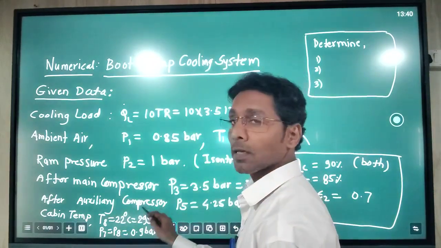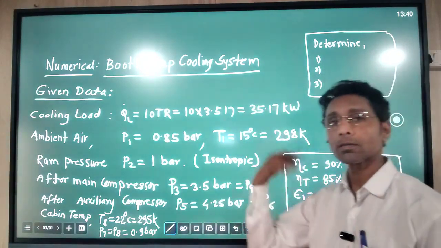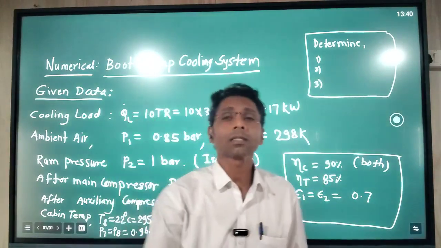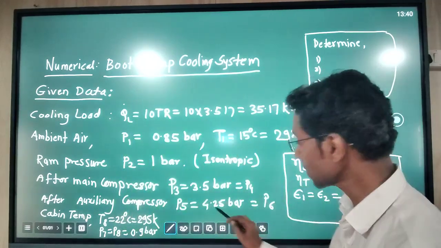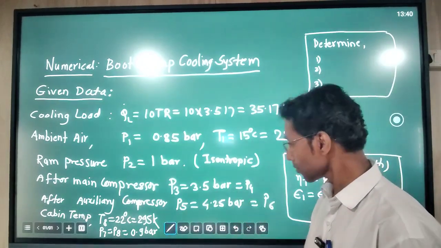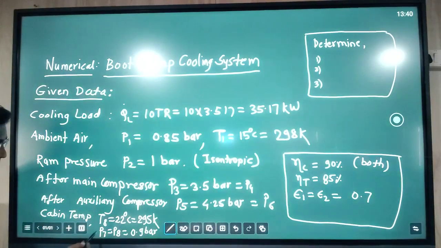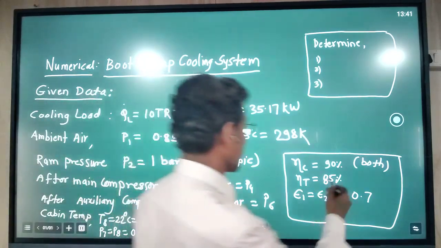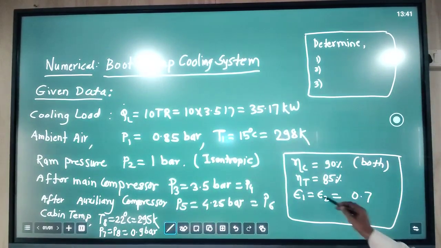After the auxiliary or secondary compressor, the pressure is given, and after the second compressor there is a second heat exchanger. Through that heat exchanger, the process of heat rejection is the 5 to 6 process. So it is an isobaric process, meaning P5 and P6 are the same. At the end, when the air reaches the cabin, the pressure P7 to P8 is given, and the temperature is given. Here are the efficiencies of both compressors and the turbine, and the effectiveness values of the heat exchangers.